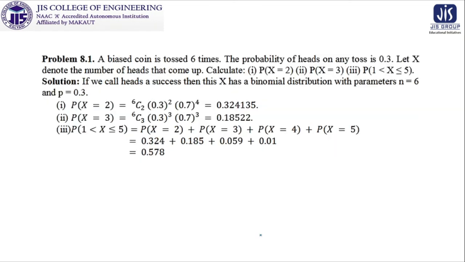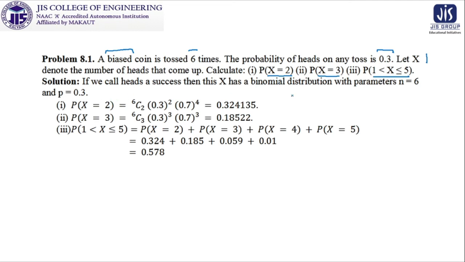We get some problems. The problem tells us that a biased coin is tossed 6 times. This is the problem, that the coin is now biased. The probability of head on any toss is 0.3. It should be 0.5 if it is unbiased. That is the problem given for the binomial distribution over here. Now we say that let X denote the number of heads that come up. We have to calculate P(X=2), P(X=3), and this one.